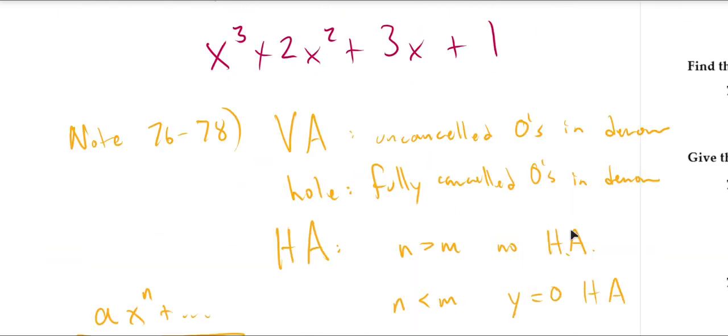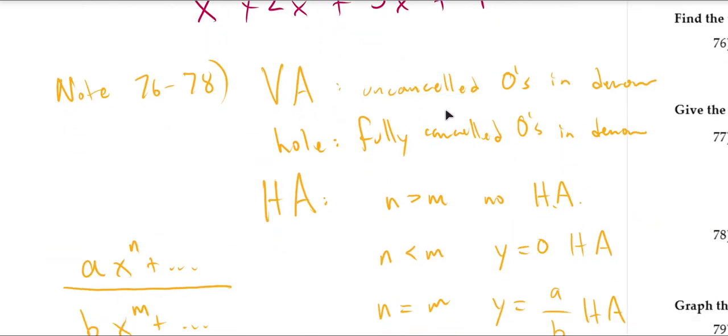Let's do a quick review of asymptotes here for rational functions. If you have an uncanceled 0 in the denominator, you're going to have a vertical asymptote there. And if you have a fully canceled 0 in the denominator, you're going to wind up with a hole in the graph at that point. There won't be an asymptote, but there will be a blank.